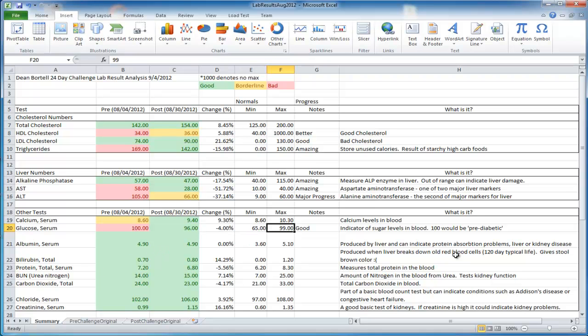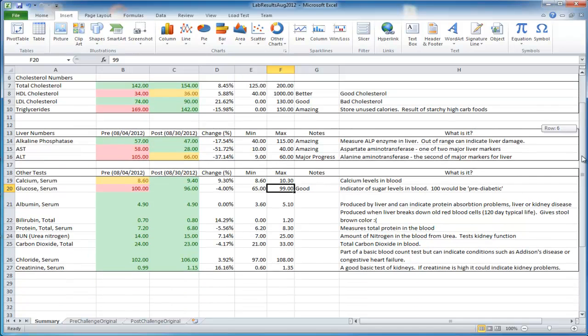Okay. And you can go through some of these others. These are liver enzymes. There's some other things that get kind of graphic, but you need to know what they are. But all of them are normal. None of them are hugely changed, and they're all green. So all good news down here.